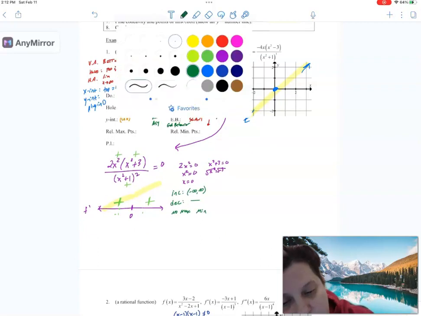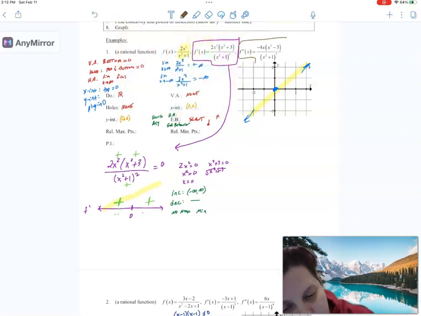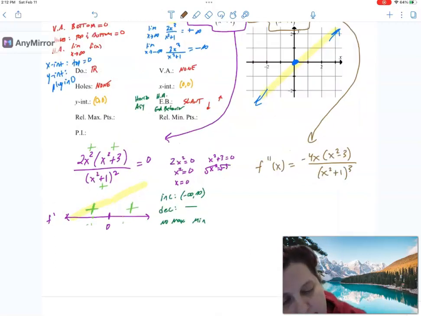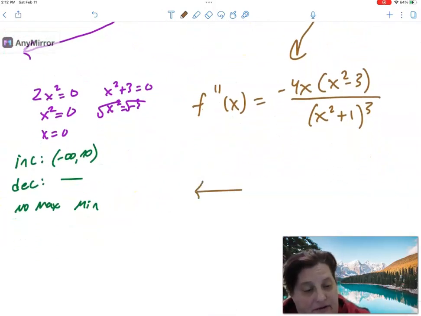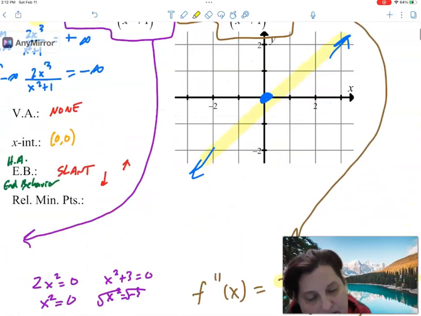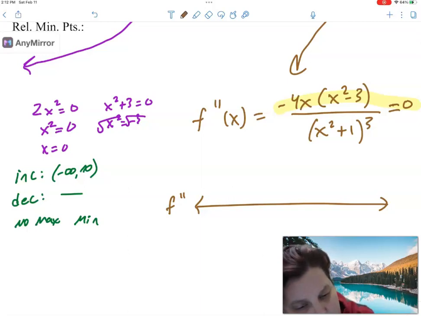Okay, so now I'm going to take my second derivative. Okay, so the second derivative is -4x (x squared minus 3) over (x squared plus 1) to the third. Okay? And I'm going to make a sign line graph for the second derivative. Go ahead and label that. We know there's no undefined points. We know that when we set the derivative equal to 0, it's really just when the top equals 0.